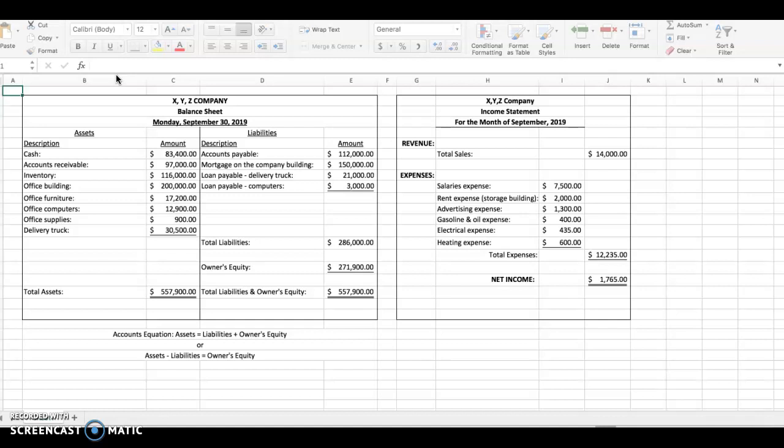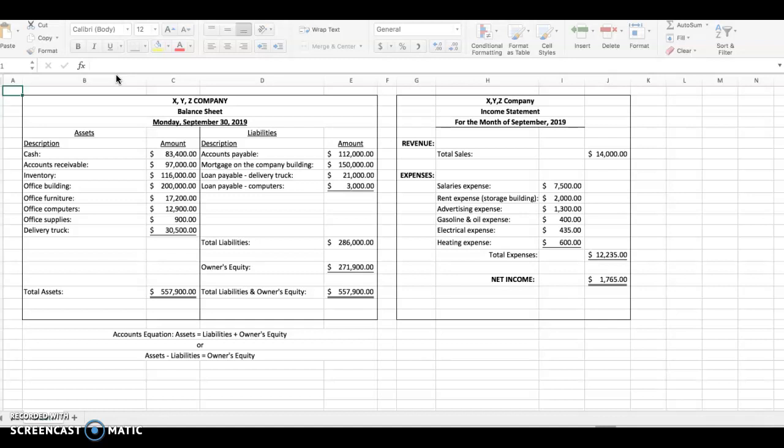So after the information is put into the books of the business, financial statements are made. And these are the two main financial statements that you see on the screen, the balance sheet and the income statement. Hopefully you're a little bit familiar with them by now, and we'll look at them in more detail today.